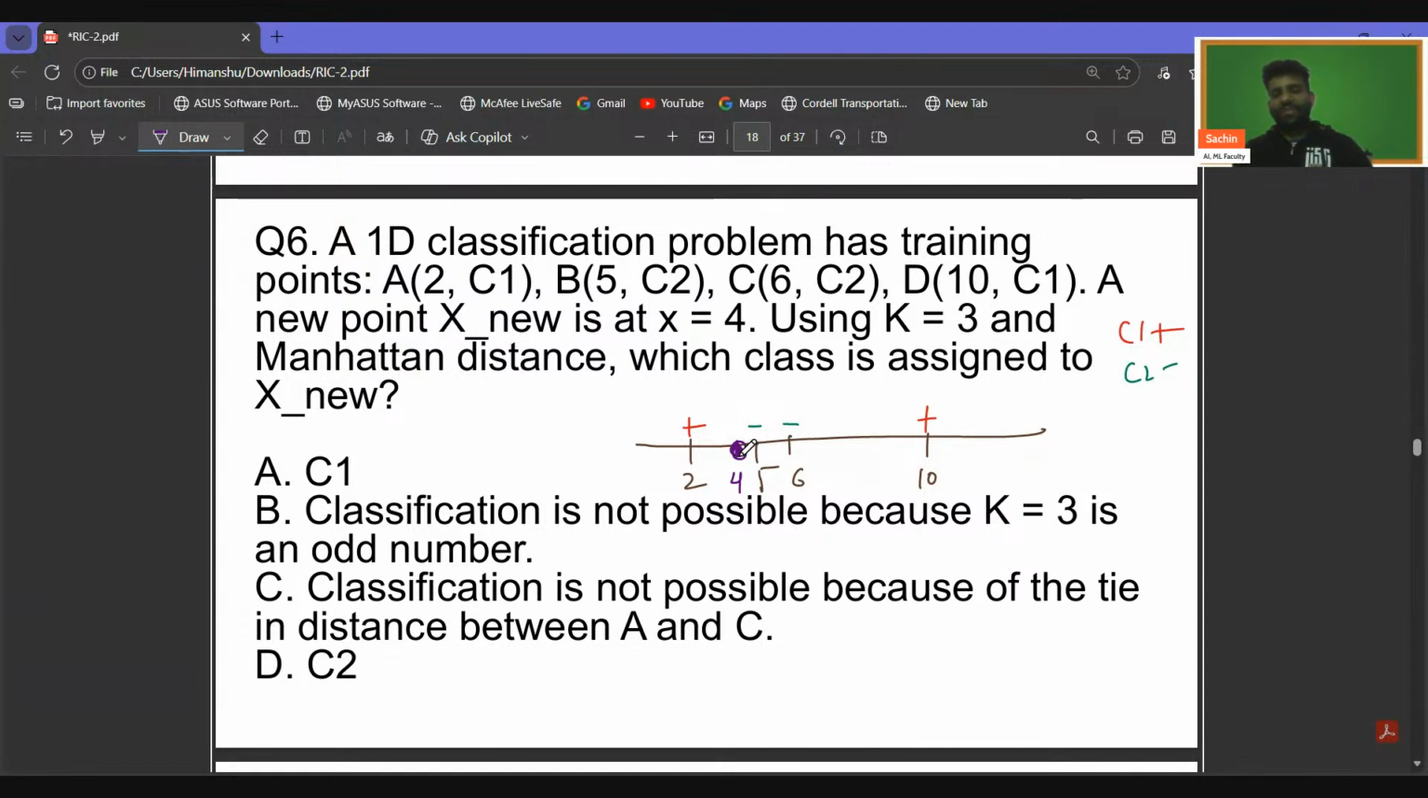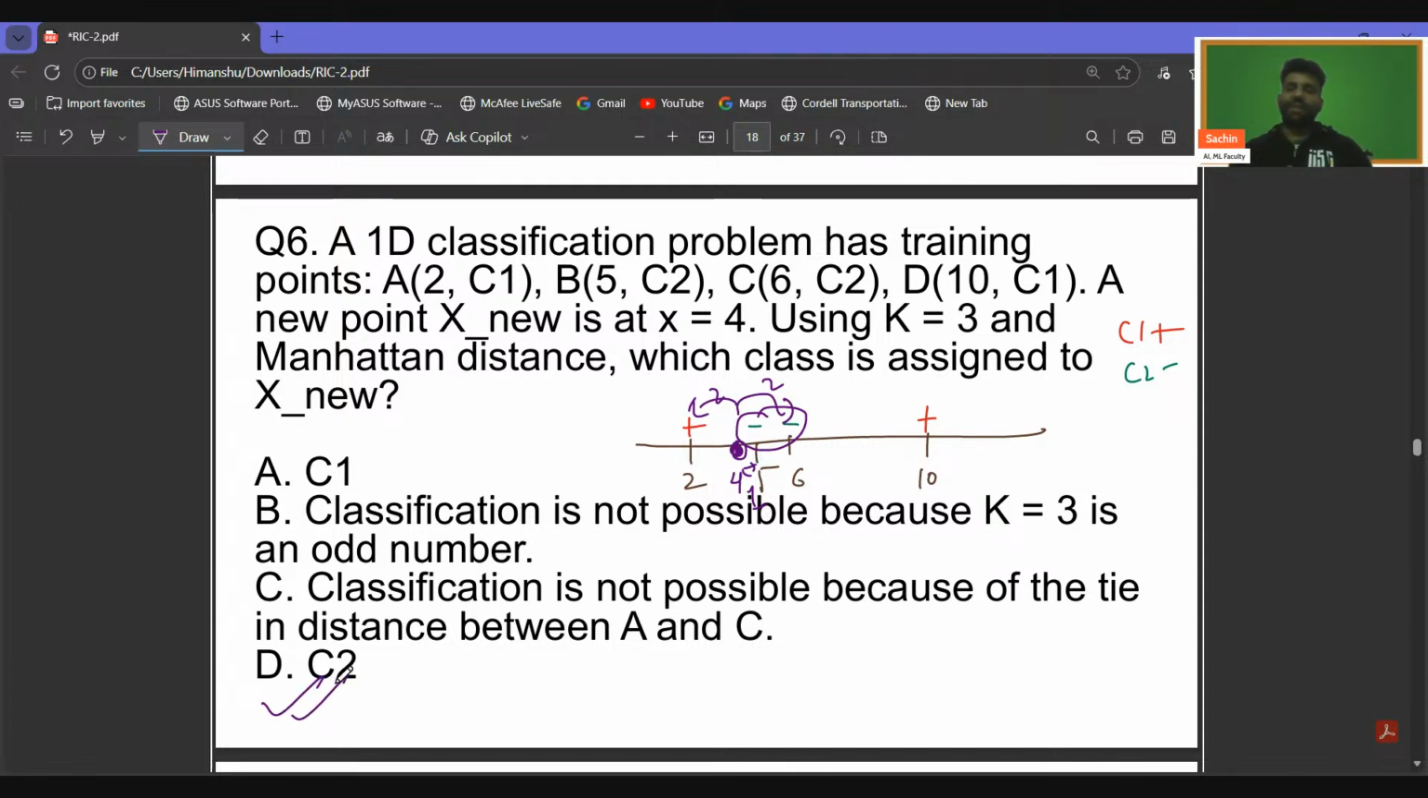So the very closest nearest neighbor is this one, at a distance of 1. This at a distance of 2. This at a distance of 2. So we have one at a distance of 1 unit and 2 neighbors at a distance of 2 units each. So what is going to be the class in that case? I hope you can see we have the negative class dominating over here. That means it is going to be C2.